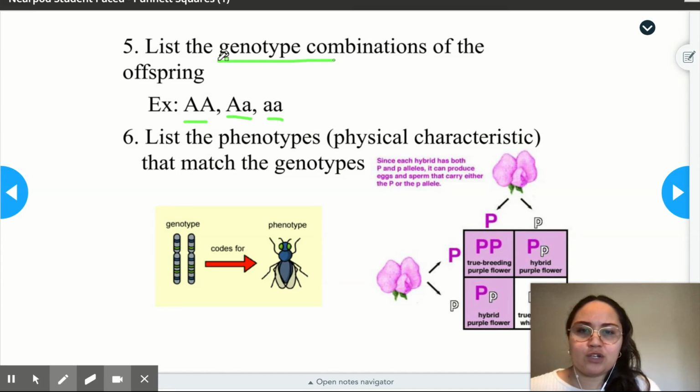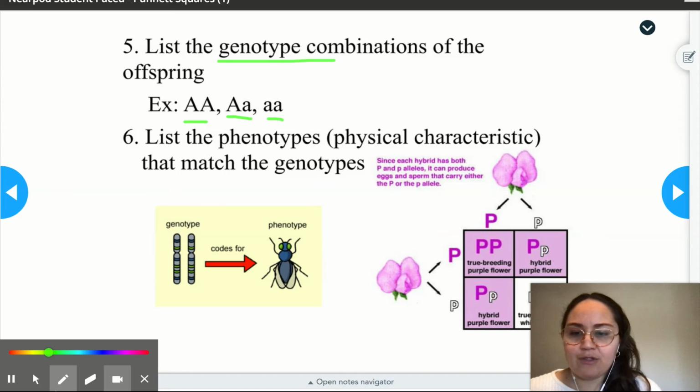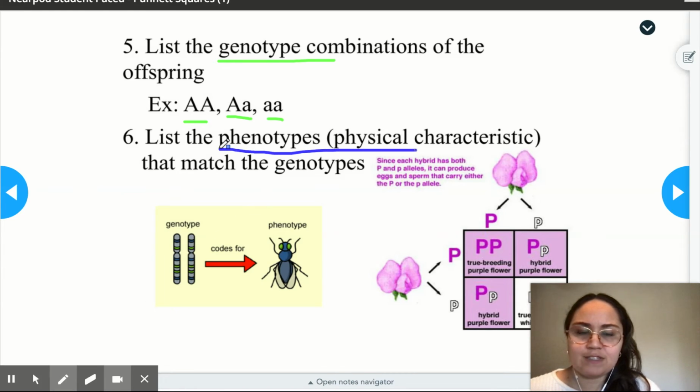You're going to use the genotype then to figure out the phenotype. So the phenotype is the physical characteristic of the organism, and the phenotypes always are based off of the genotype.